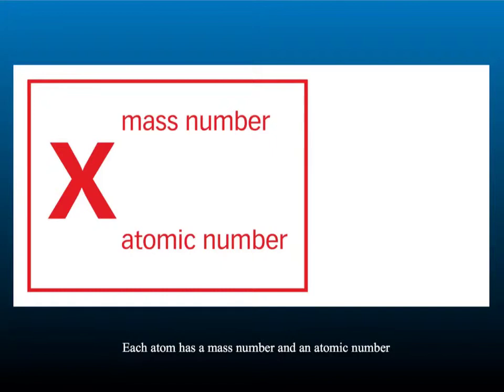The mass number refers to the number of protons plus the number of neutrons. A carbon-12 nucleus contains 6 protons and 6 neutrons, or 12 particles in total.